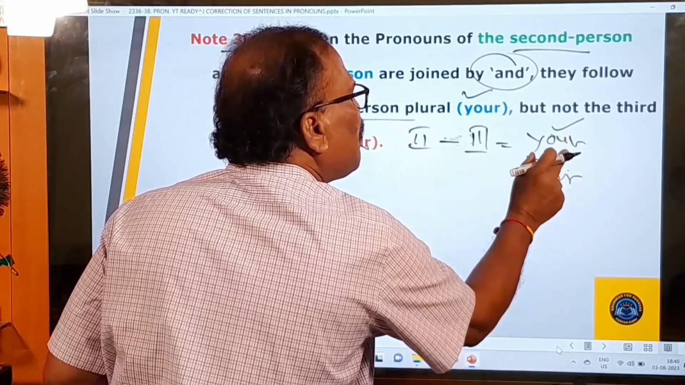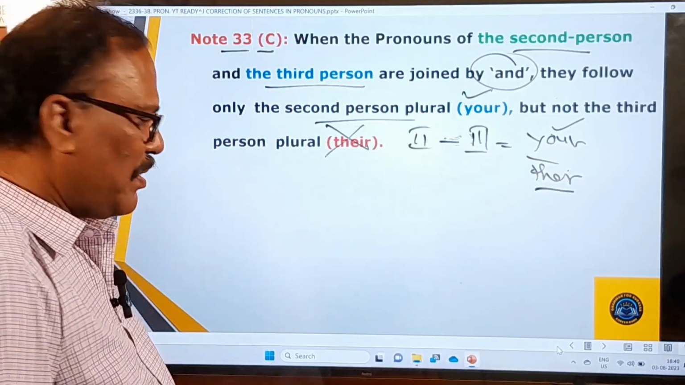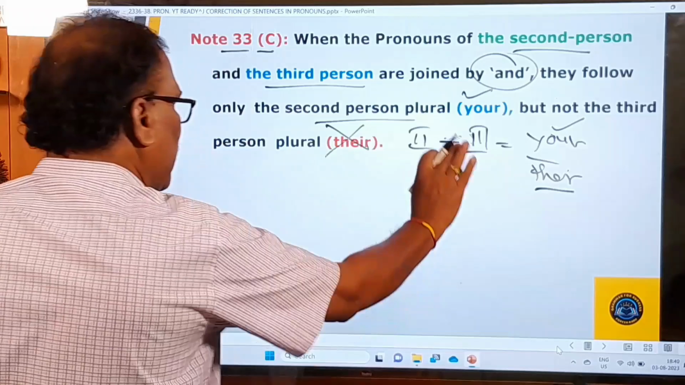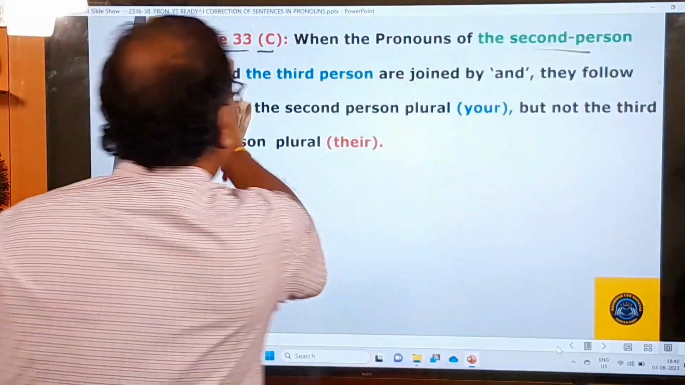Your is second person possessive case pronoun. Their is third person plural possessive case pronoun. So please keep this in mind. And now let's see some examples.